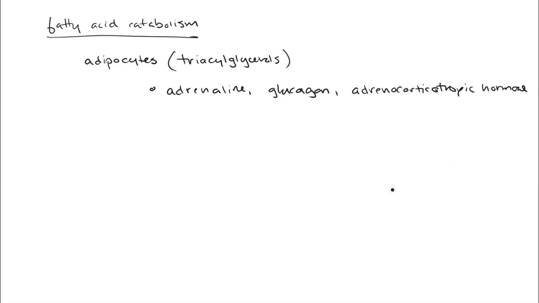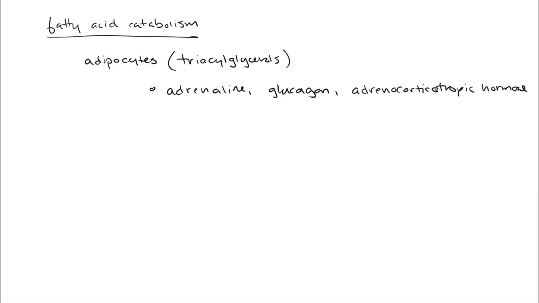These signaling molecules bind receptors on the plasma membrane of the adipose cells and lead to the activation of adenylyl cyclase, which forms cyclic AMP, or cAMP, from ATP, which is one of our classic second messengers that we discussed last semester. In adipocyte cells, cyclic AMP activates protein kinase A, which then phosphorylates and activates a triacylglycerol lipase, a hormone-sensitive lipase that hydrolyzes a fatty acid from the triacylglycerol.